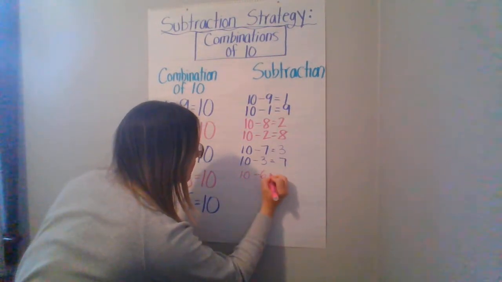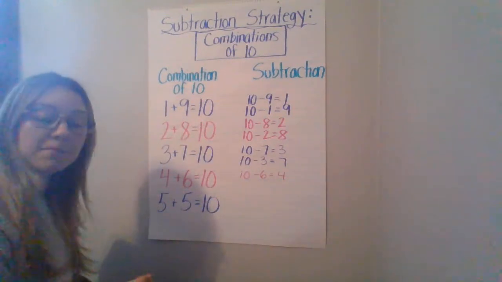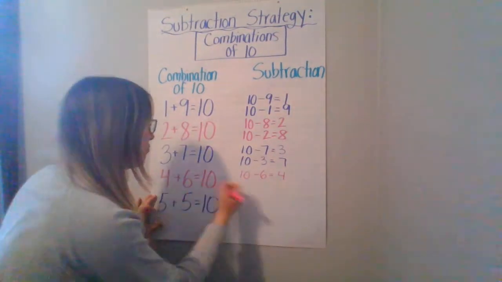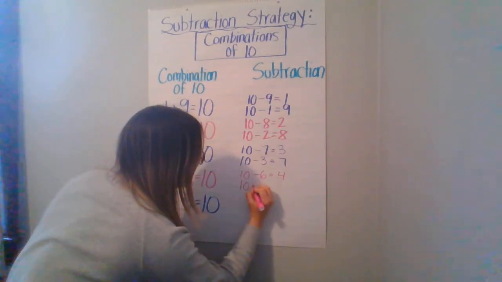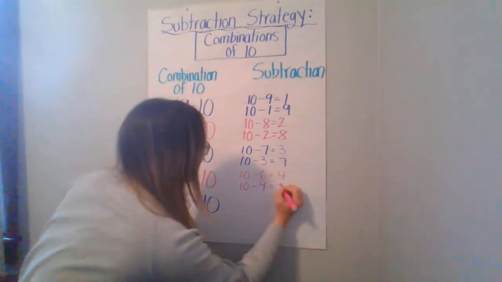We know 4 plus 6 equals 10, so we know 10 minus 6 equals 4. In the same fact family, right, if we know 4 plus 6 equals 10, we know 10 minus 4 equals 6.